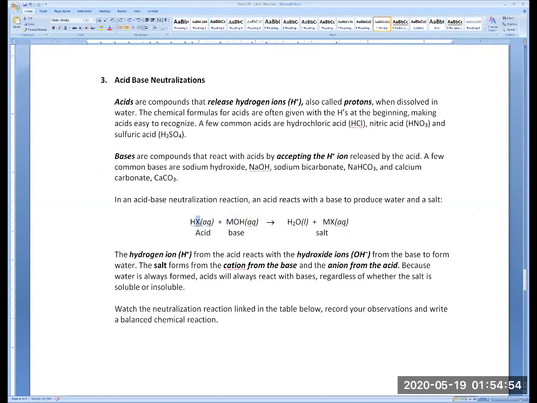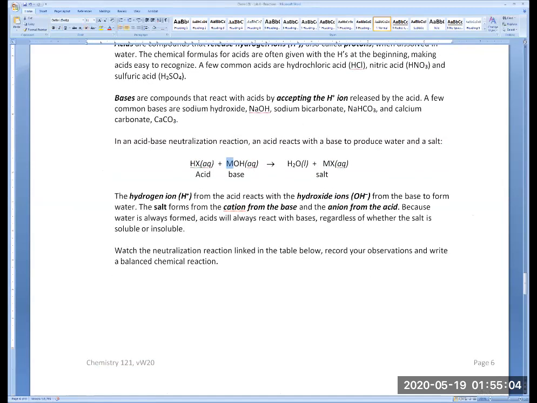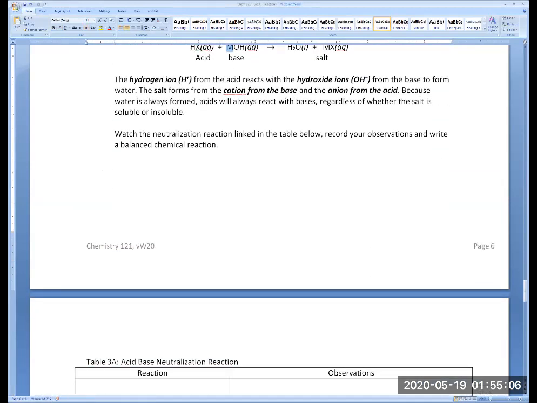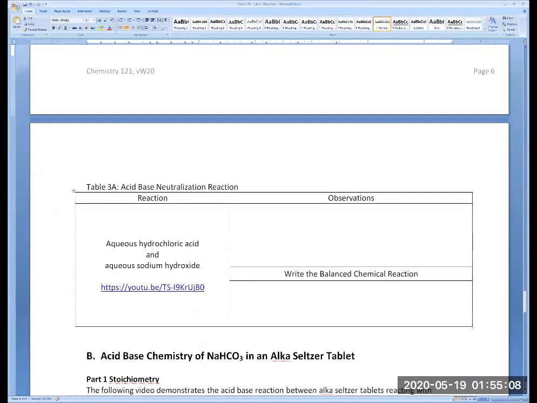But, you know, this is simplified. This is a generic way of writing it. It's not necessarily M plus. If you have more than one hydroxide, it may be M2 plus or 3 plus, right? So you have an example of that.